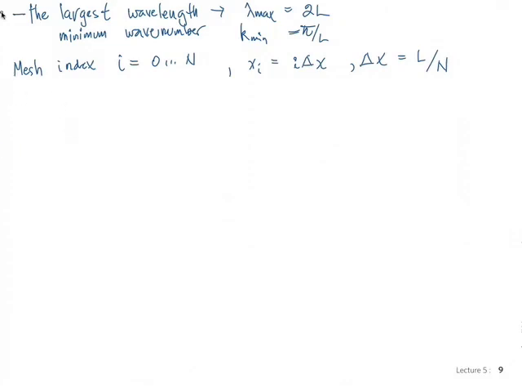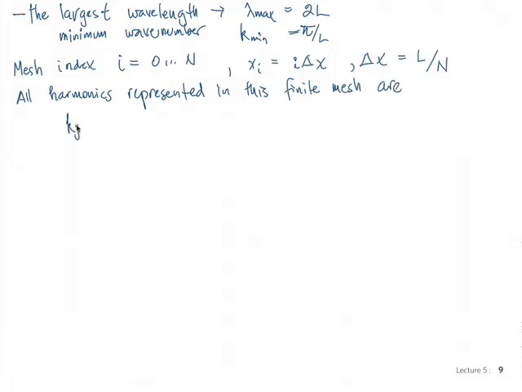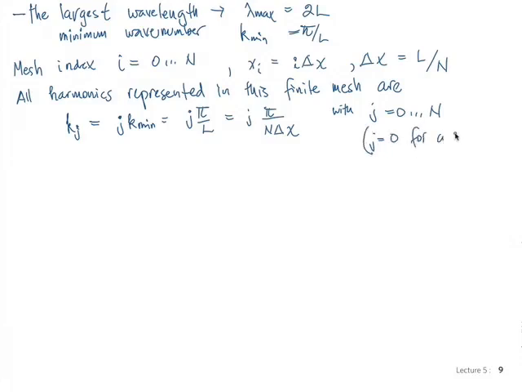So we want to represent now the Fourier series. All of the harmonics of this Fourier series that we can actually represent in this finite mesh are k_j equals j k min, which is equal to j pi over L, or j pi over n delta x, with j going from 0 to n. So we have n harmonics. We include j equals 0 for a constant solution, if there was a possibility of a constant solution.